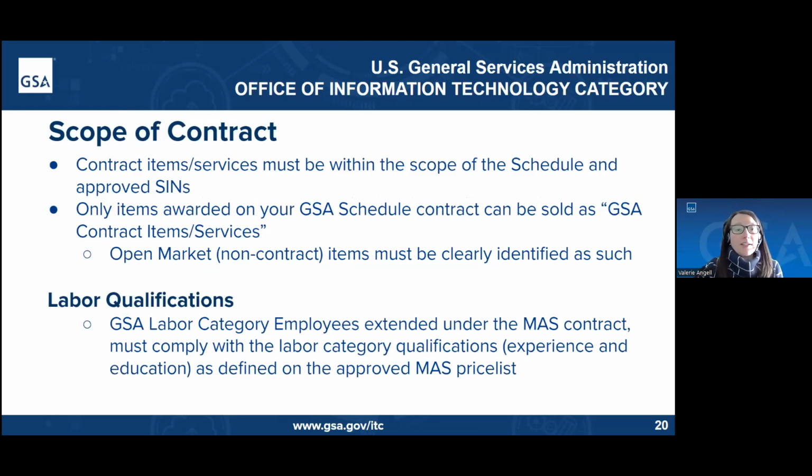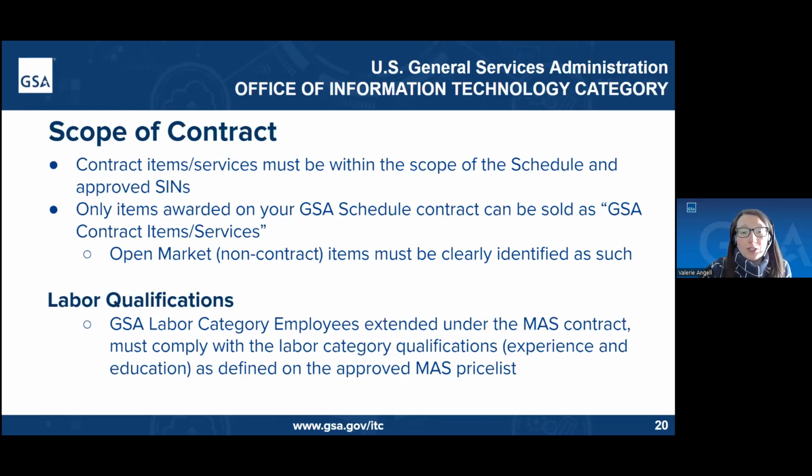All right, so let's take a look at the scope of the contract. And scope is important because contract items and services must be within the scope of the schedule and within the scope of your approved SINs that you have on your contract. And SINs are special item numbers, SINs.